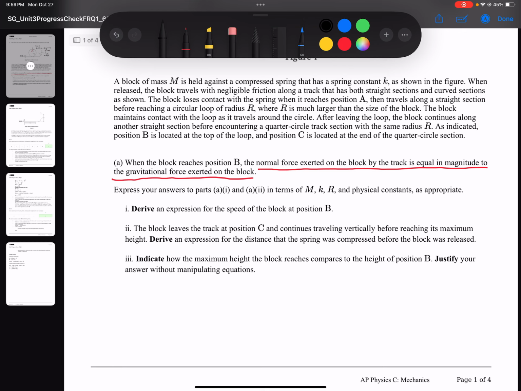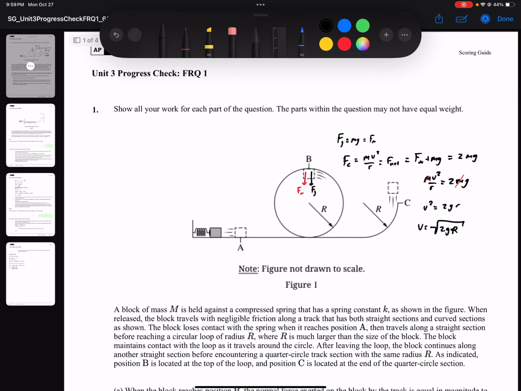Second part: the block leaves the track at position C and continues traveling vertically before reaching its maximum height. Derive an expression for the distance that the spring was compressed before the block was released. For this one, I think it's helpful to keep track of the energy in the system. So we start off with just potential energy in the spring, 1/2 kx squared. Then it's going to have some kinetic energy here, 1/2 m v sub a squared. And then here it actually has potential energy and kinetic energy.